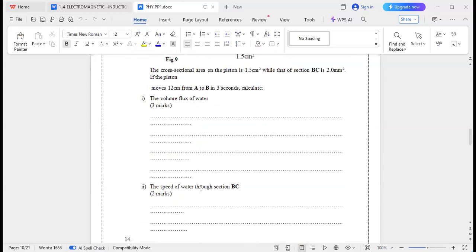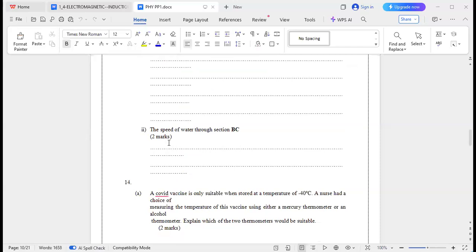Before we look at the speed of water through BC, you can also be asked about mass flux. Mass flux is the mass of a fluid that passes a point in 1 second. Therefore we take volume flux multiplied by density, because even in Form 1, mass equals volume times density. So volume flux times density, or flow rate times density, gives us mass flux. The SI unit of mass flux is kilograms per second.